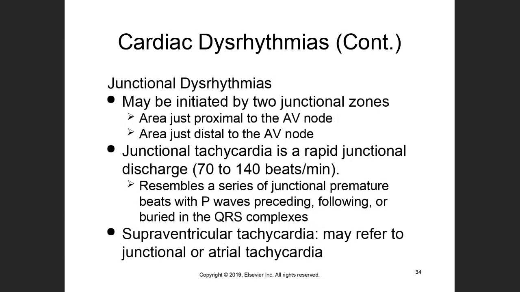Junctional dysrhythmia may be initiated by two junctional zones, areas just proximal to the AV node, or areas just distal to the AV node. Junctional tachycardia is a rapid junctional discharge from 70 to 100, resembling a series of junctional premature beats, with the P wave preceding, following, or buried in the QRS complex. That means that it is inside the QRS. Supraventricular tachycardia may refer to junctional or atrial tachycardia.